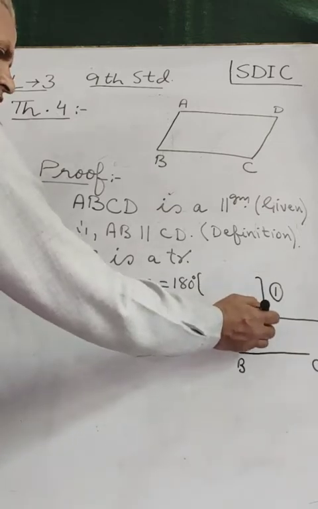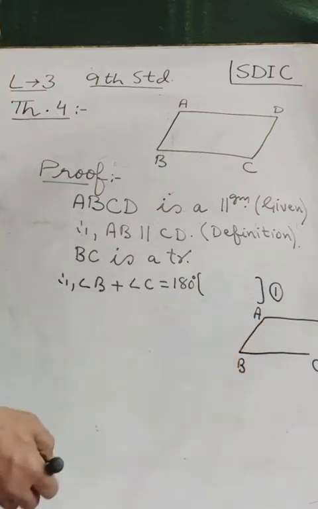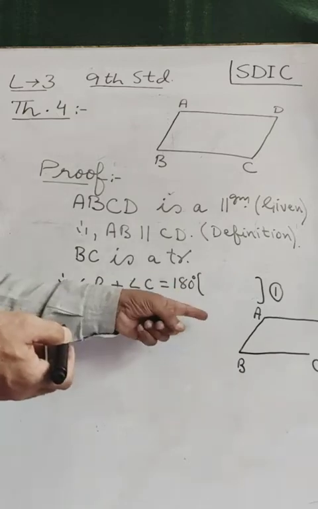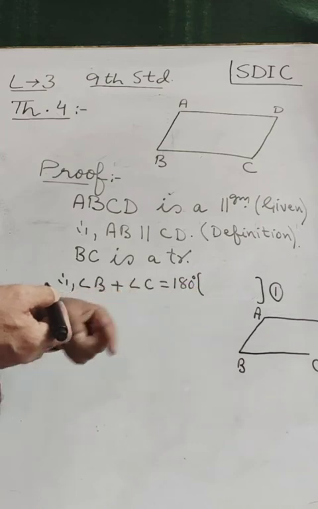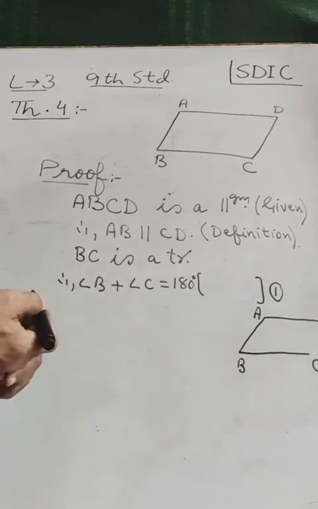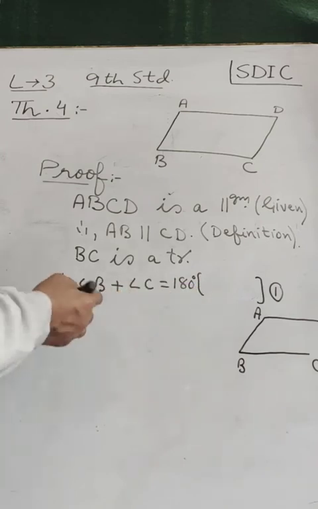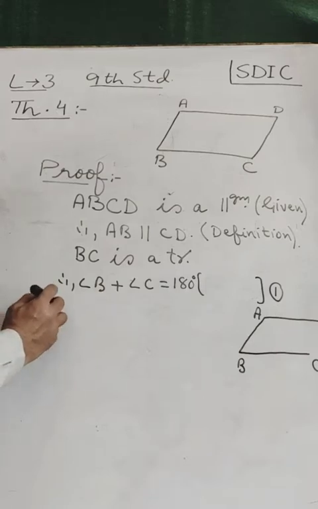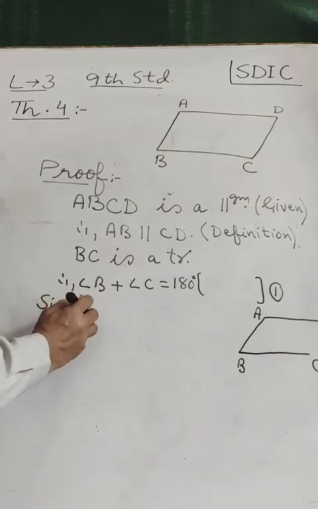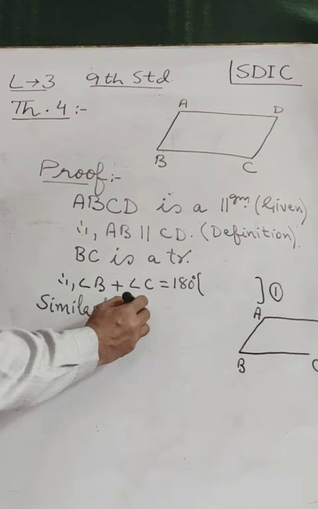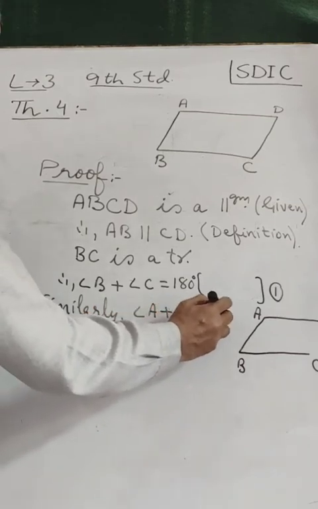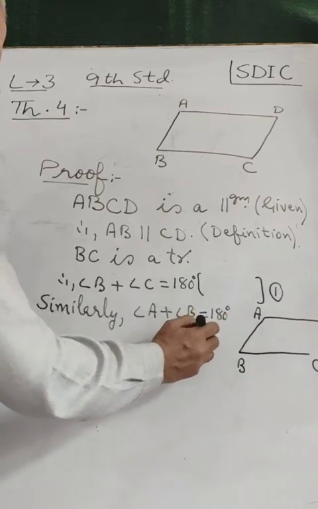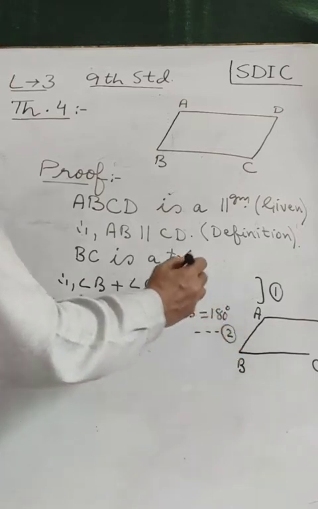Again, there are two transversals. Let us use the transversal AB. Co-interior angles are again formed. Their sum also will be 180 degrees. We'll write here similarly: angle A plus angle B is equal to 180 degrees, and mark it number 2.